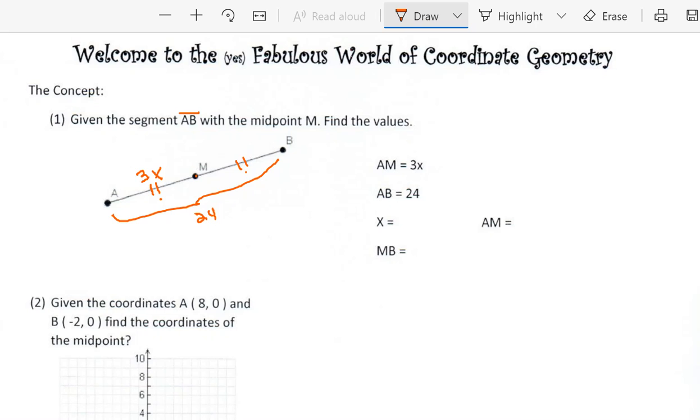You can do this 2 ways. You can either say, since this is 3x, this is 3x, and then you can do the equation 3x plus 3x equals 24. Or you can just say, okay, if this is a midpoint, I can take this 24 and divide it by 2, and therefore both of these are 12. So my other option could be just 3x equals 12. Either way, when I solve the equation, I get 4. And then I would go back and figure out these. Again, I already told you when you divide by 2, they're both going to be 12.